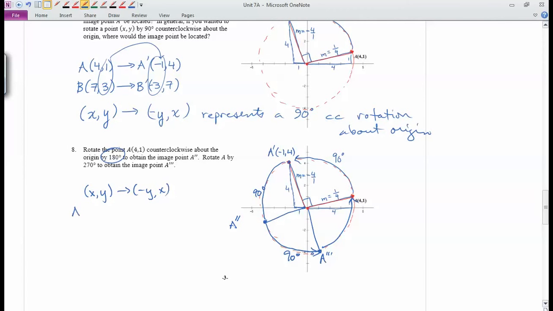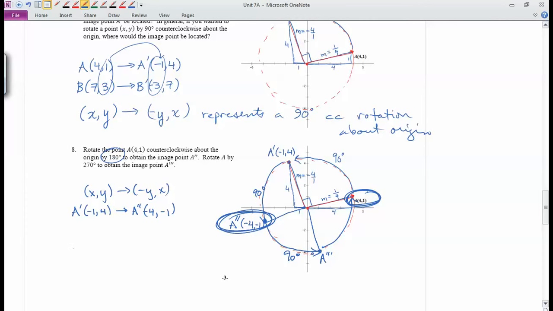So A prime we already have is negative 1, 4. So if I apply this rule to it to rotate by 90 degrees more, then I switch the x and the y, so it becomes 4 and negative 1. But then I have to throw a negative in front here, so it becomes negative 4, negative 1. And if you look at where that point is, it looks like it's at about negative 4, negative 1, which is where it is. Some people notice that a rotation by 180 from the original point, 4, 1, is just negating both the x and the y.